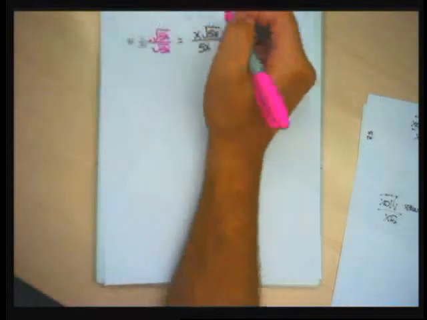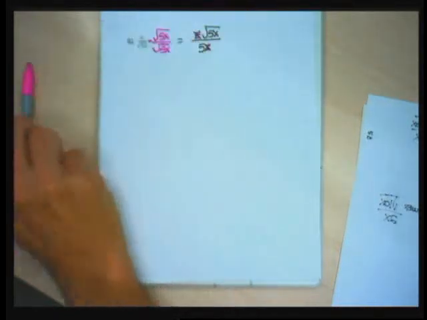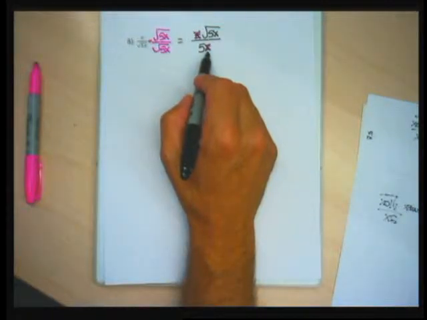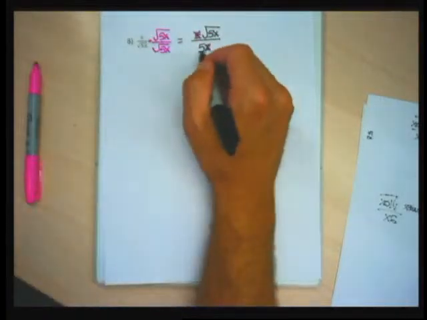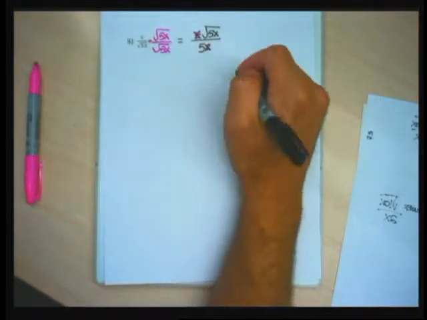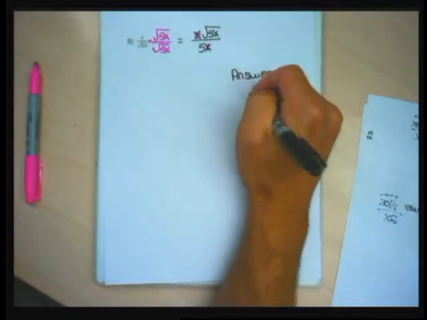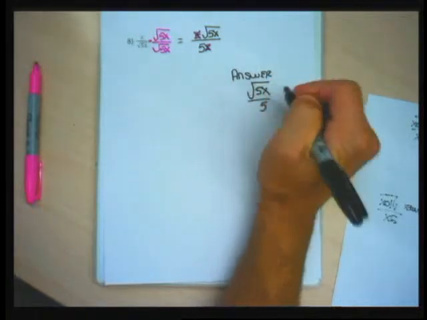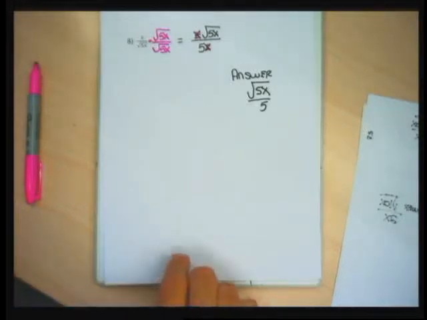And now I'm going to cancel again. The x in the numerator outside a radical could cancel with the x in the denominator because there isn't a plus or a minus. If it was like x plus 5 or x minus 5 in the denominator, I couldn't cancel the x's. But since there's only multiplication in the denominator, I can cancel the x's. So for an answer to this problem, it's going to be the square root of 5x over 5. And you can't cancel a 5 outside a radical with a 5 under a radical, so I'm done.